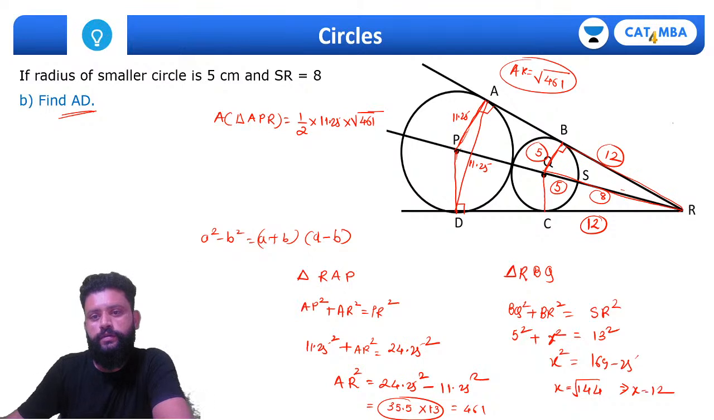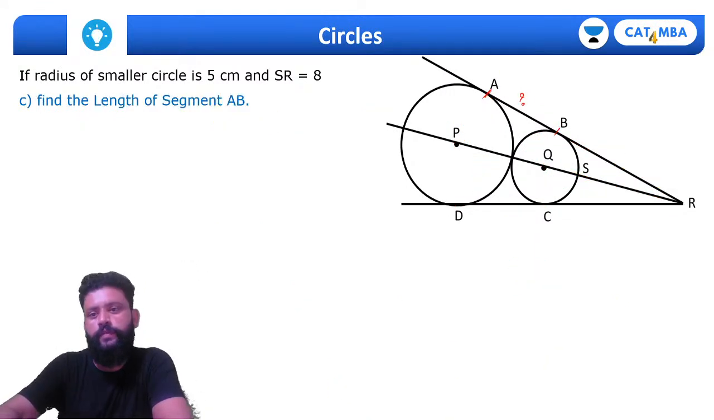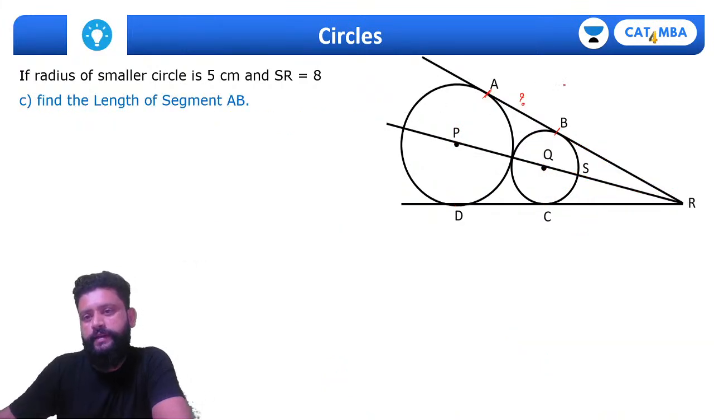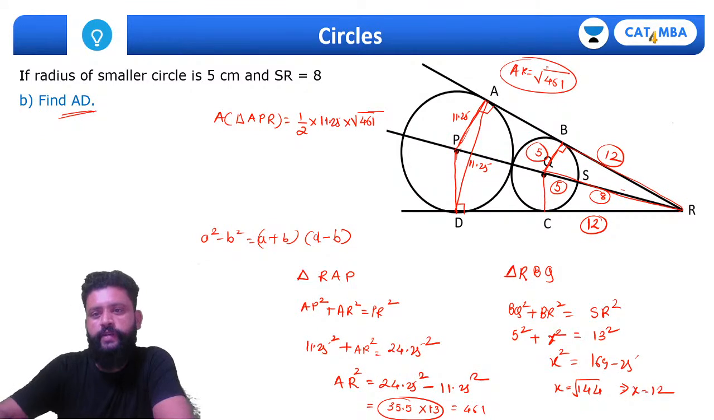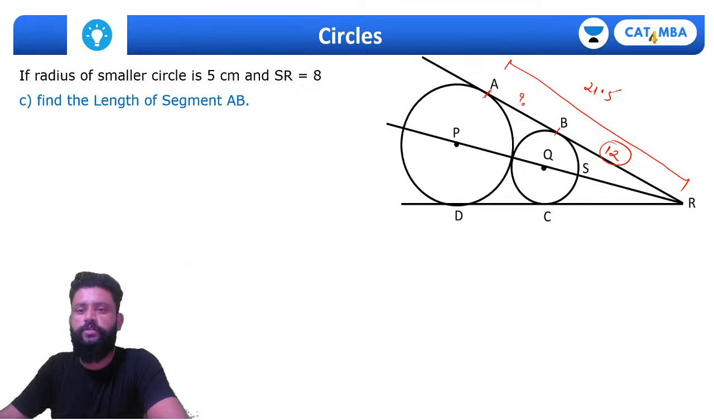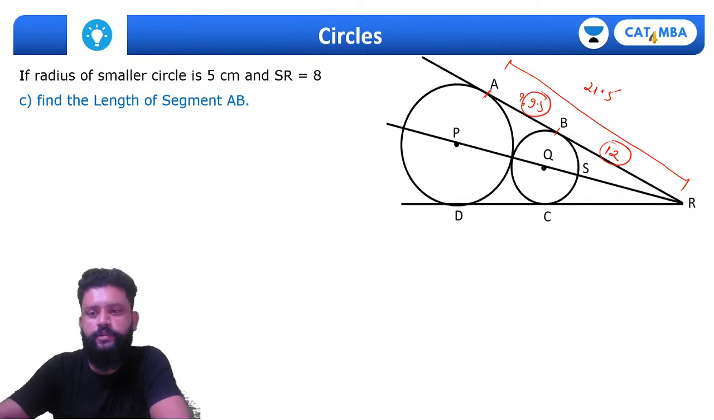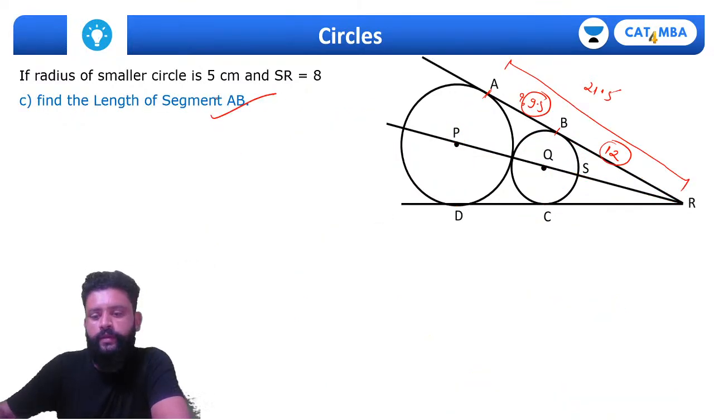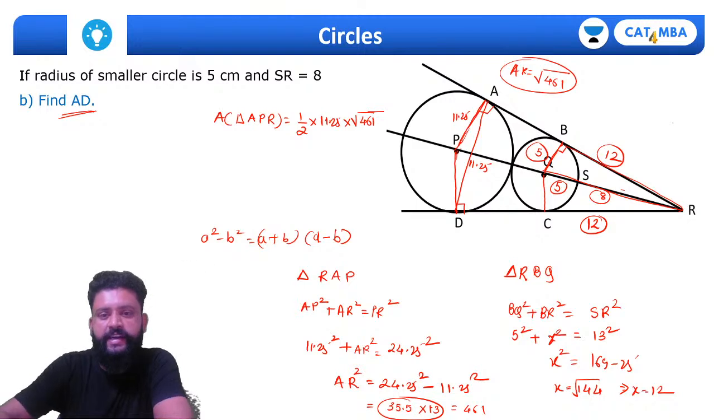So the area of quadrilateral, I'll do it here. The length of segment AB we have got. It was 21.5, and this was 12, so if you subtract 12 it will be 9.5, right? Then we are done with this. What was I saying, how to find the length of AD.